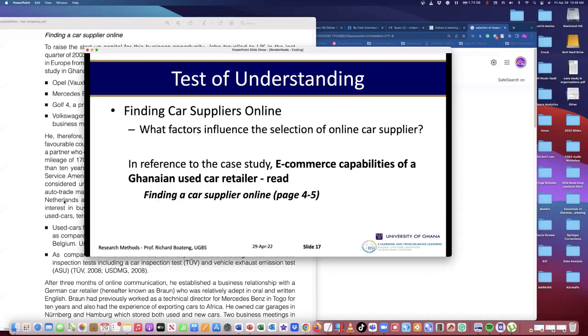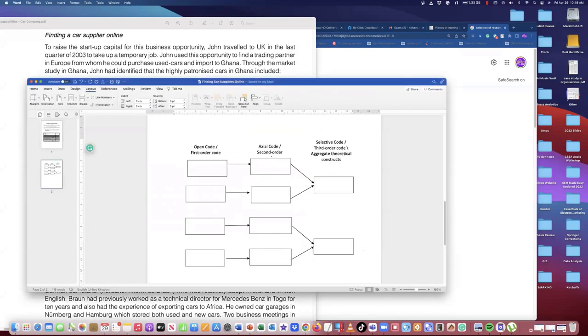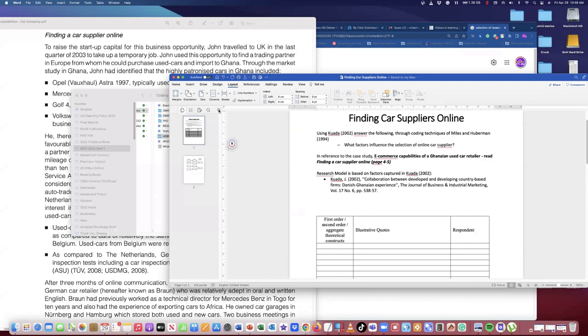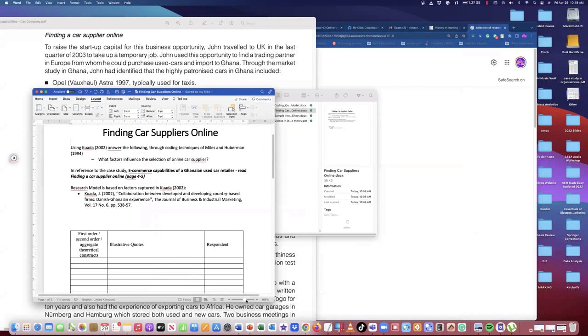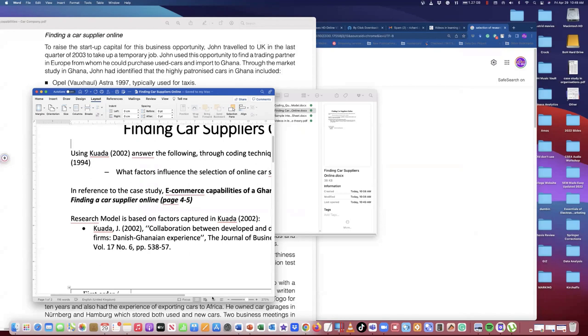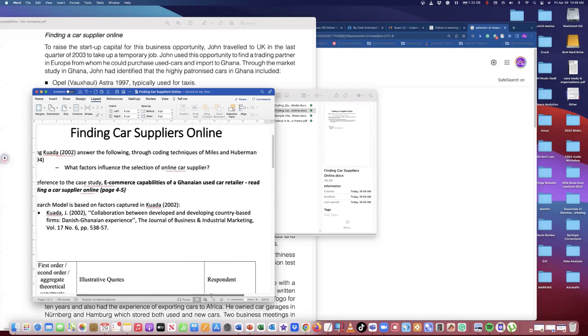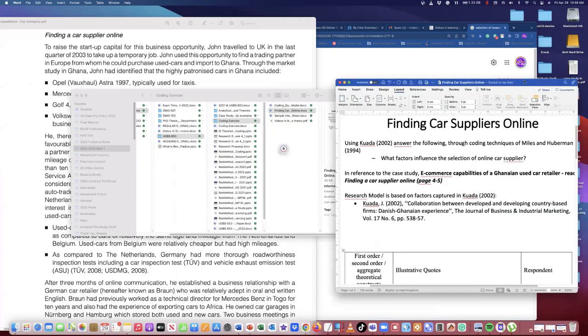To be able to do the coding, we need to bring our coding sheet. A coding sheet is just a sheet of paper that helps us understand and capture what we have, and then use it to do the simplification of the data. So, finding car suppliers online. You've seen that I've put it here. Let me zoom in on that one. Okay, this is it. I shared it now. Now let's look at it very carefully.